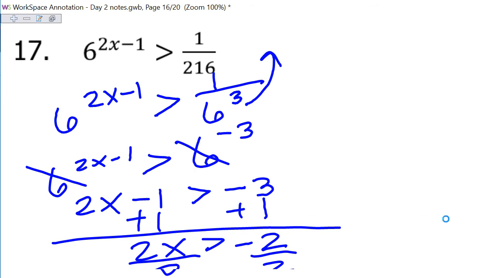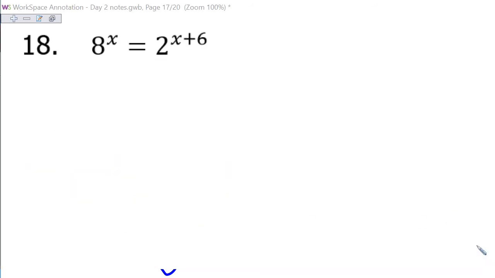Okay, I want you to try number 18. I want you to get a common base between the 8 and the 2. So work with the 8 and the 2, get a common base between the 2.